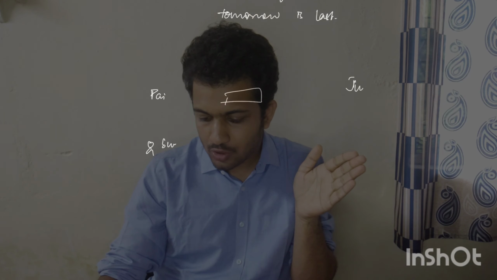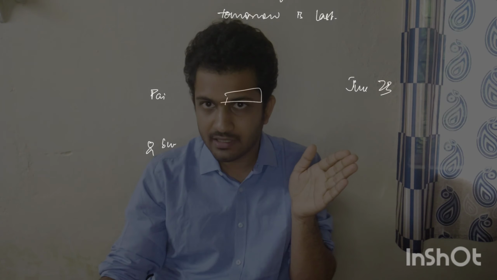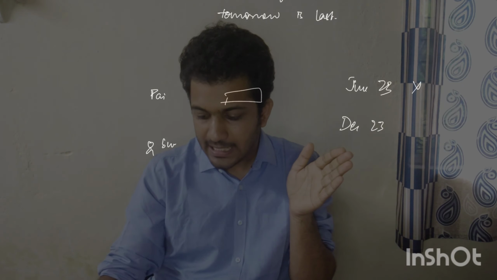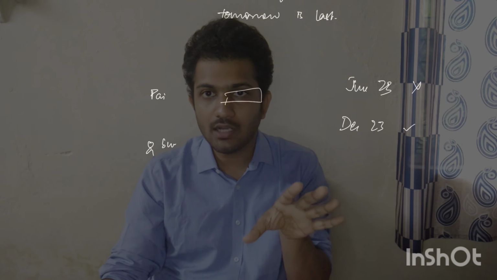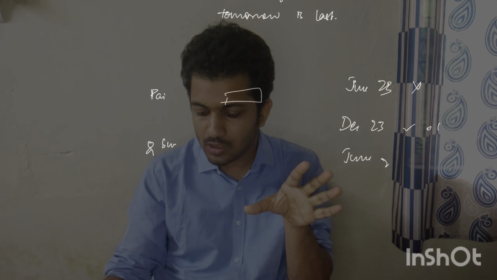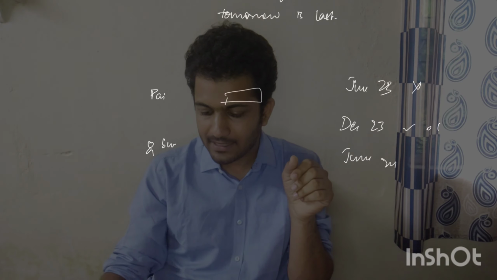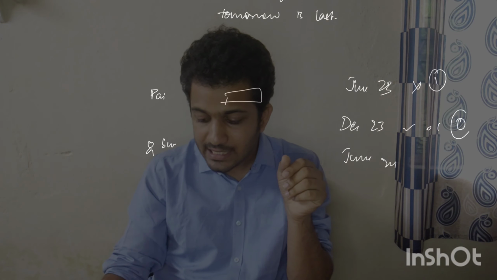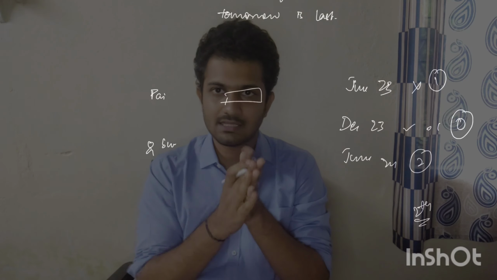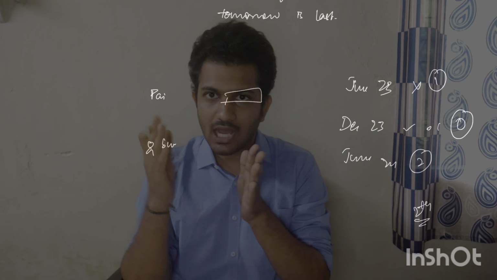For example, Sudhir gave exam in June 23, didn't qualify. December 23, he paid, but he did not attend even one examination, and finally he qualified both the groups in June 24. Now what happened is that it's one attempt, zero attempt, and second attempt. So it will be given that he has passed in the second attempt. The same thing goes for other groups as well.